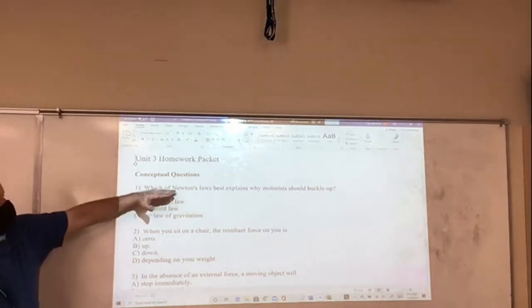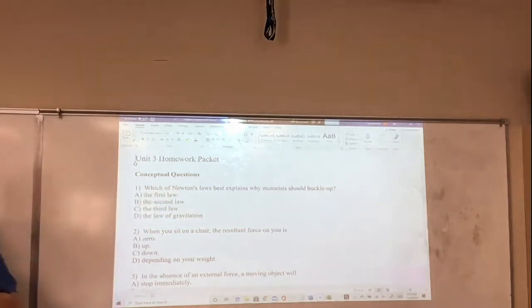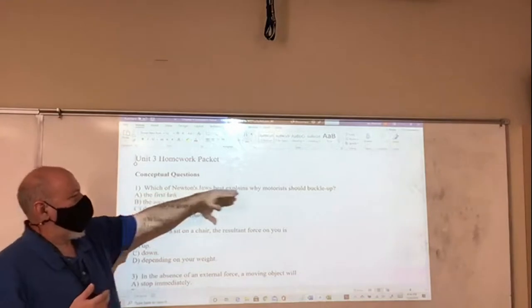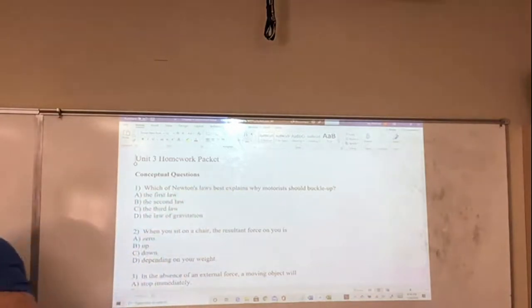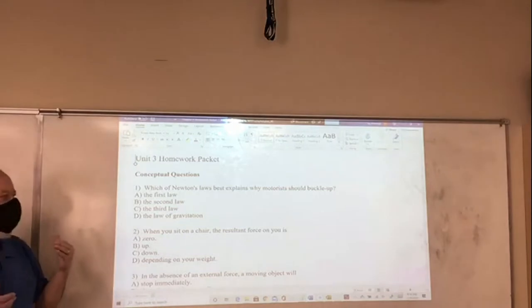It's hard to change my motion, right? If I'm going the same speed as the car is, but then the car stops, it's hard to change my motion. I'm going to keep going, right? That's Newton's first law. You can't change my motion unless you apply a net force. And the net force that would be applied would be the steering wheel and the windshield, right? That's why you should put your seatbelt on.